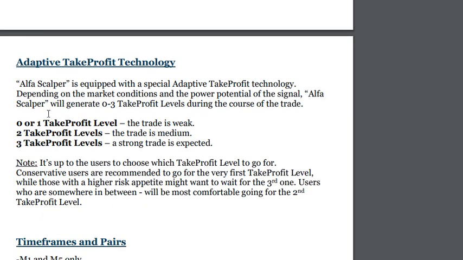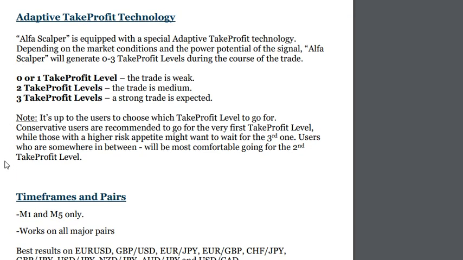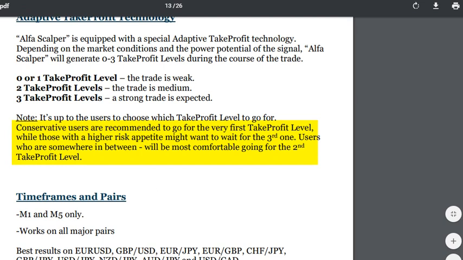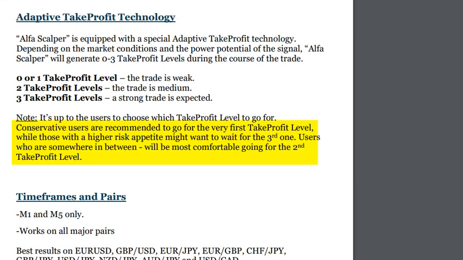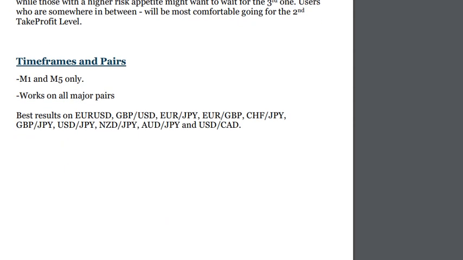Alpha Scalper is equipped with a special feature, and this is brand new. We didn't have this before. Depending on the market conditions, it will generate 0 to 3 take profit levels. And you just saw. I'll show you the chart. 1 take profit level, trades weak, trades medium. 3 levels, the trades are strong, trades expected, and you can choose which ones to go for. That's going to give you a little bit of discretion in how you approach it. I do suggest you backtest, and if you are going for the higher profit levels, like the 3rd one, I would be reducing risk as the trade's going in my favor.